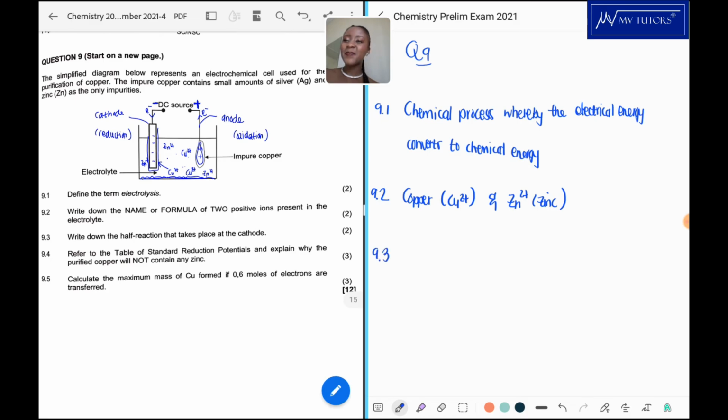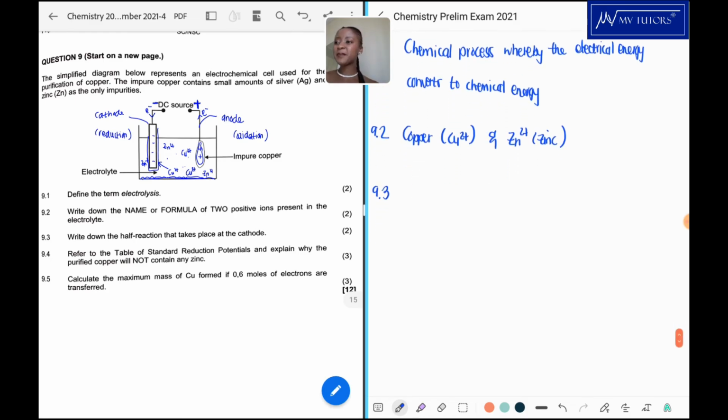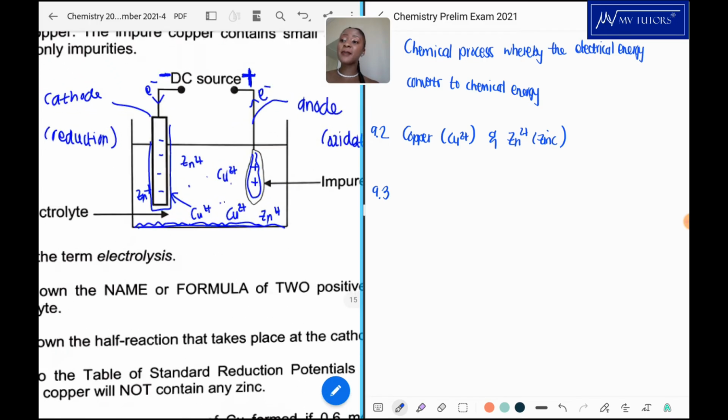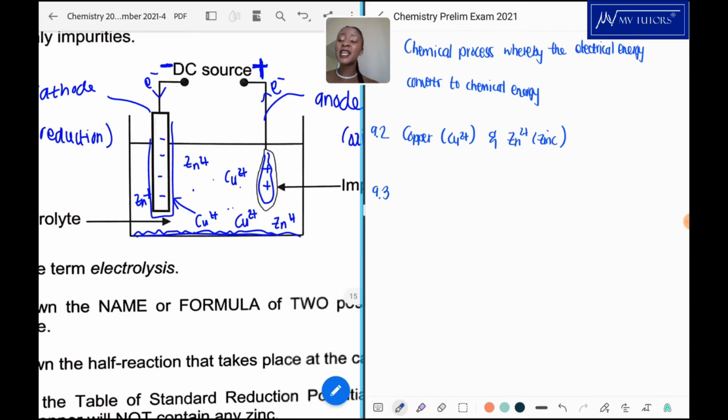And now 9.3, write down the half reaction that takes place at the cathode. Remember at the cathode, you have your pure copper. The copper ions migrate because they're attracted to the cathode, because the cathode is negatively charged. You might ask yourself, what about zinc? Zinc is also positive. Doesn't it attract there? We are getting to that. I'm glad you asked. But copper is winning in this case, and I'll explain why in the next question.